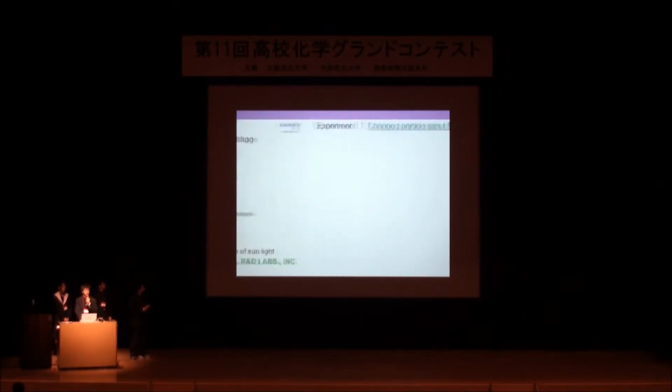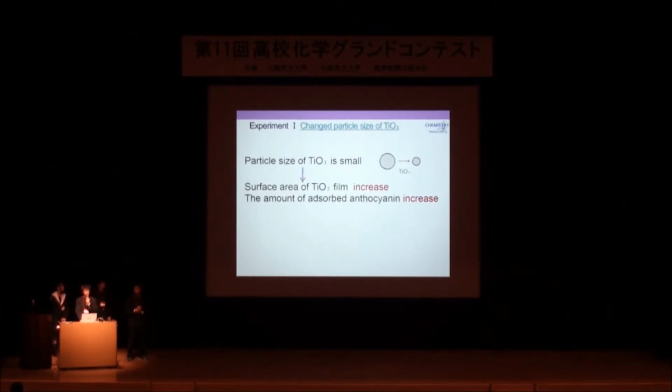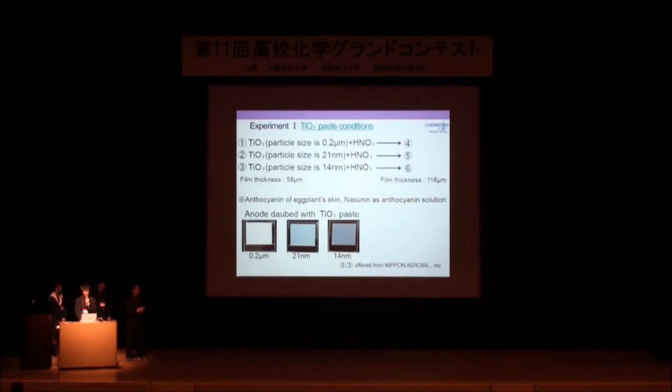Next, I will experiment to find better conditions to make DSC. First, I change the particle size of titanium oxide. If the particle size of titanium oxide is small, the surface area of the titanium oxide film and the amount of adsorbed anthocyanin increase. So, the performance to generate electricity is improved. Then, I change the particle size of titanium oxide and film thickness. In this experiment, I use no anthocyanin solution.